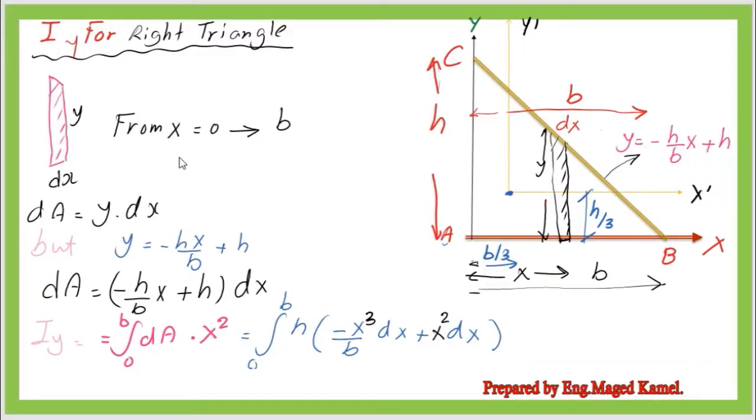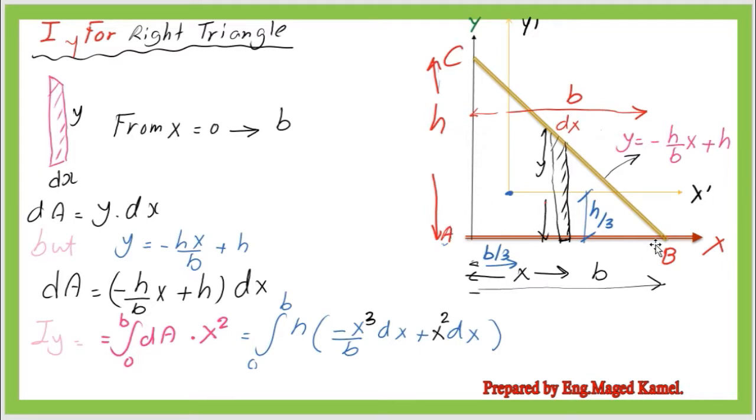Hello everyone, in this lecture we are going to talk about how to determine the moment of inertia in the y direction for a right angle triangle. We have our triangle ABC with base equal to b and height equal to h, and we are going to use this vertical strip with width equal to dx, height equal to y, and this strip is at a distance equal to x from the y-axis.